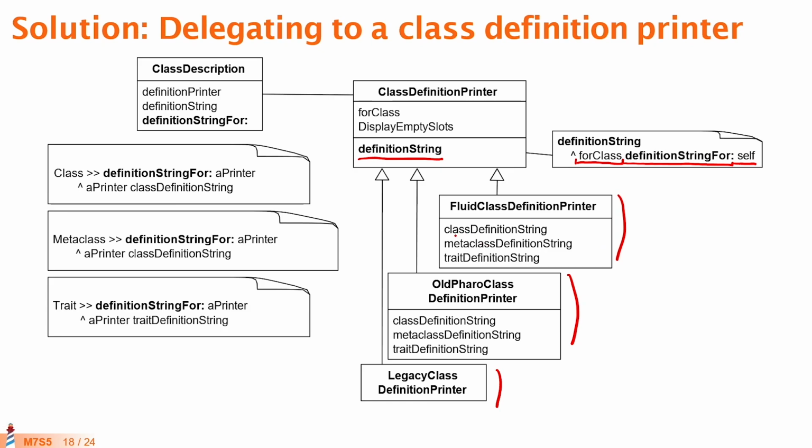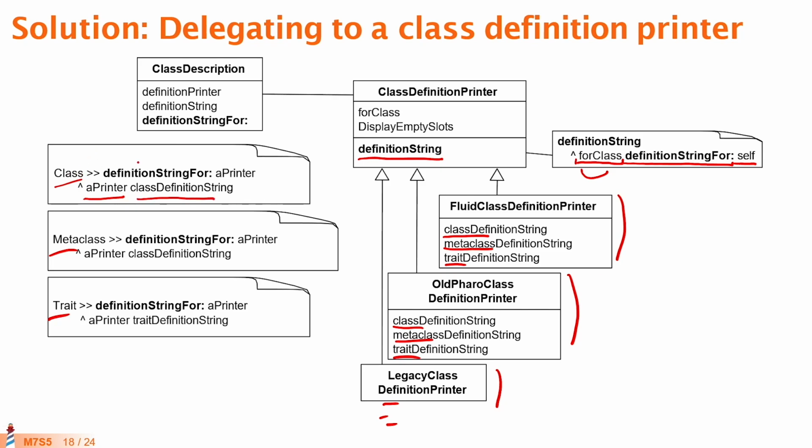So this printer knows how to print a metaclass, a class, a trait, and so on. But I don't know when to invoke these methods. So now what I do is ask the entity, because this entity can be a class, a metaclass, or a trait: can you give me the correct one? And then I will have this dispatch.